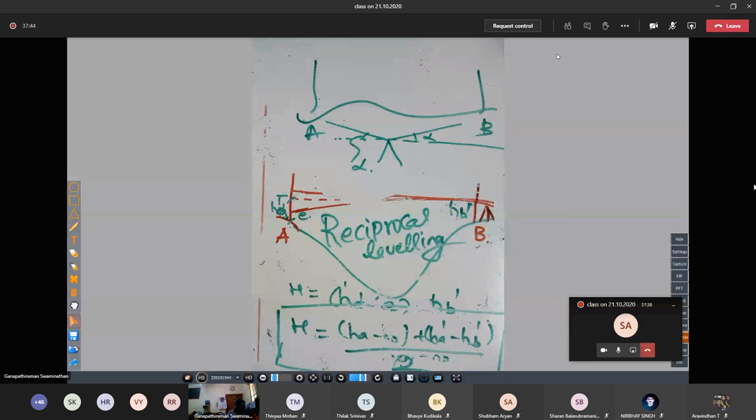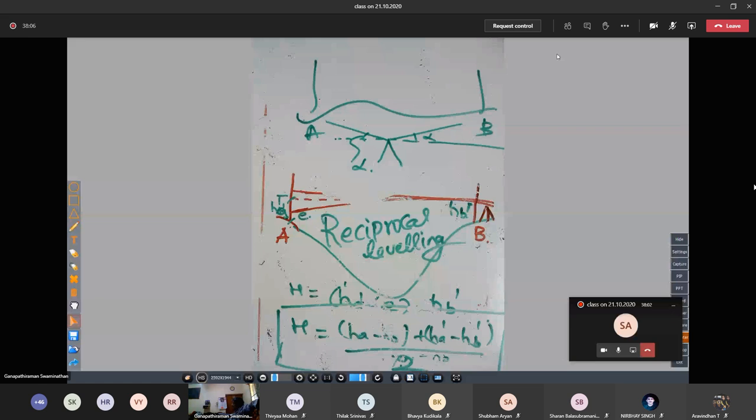The other is a reciprocal observation. You take an observation very close to one point and go to the other point and take observation very close to the second point. Find out the mean of that. It eliminates all your error. This is what is called a reciprocal observation.